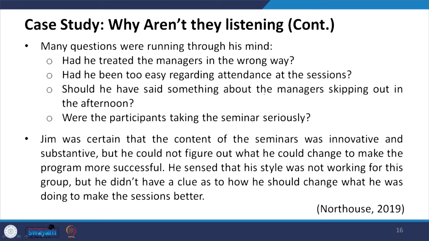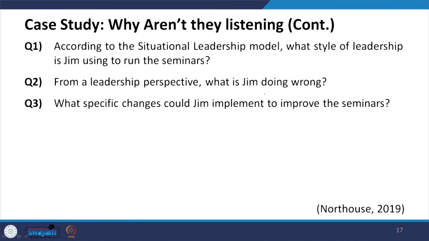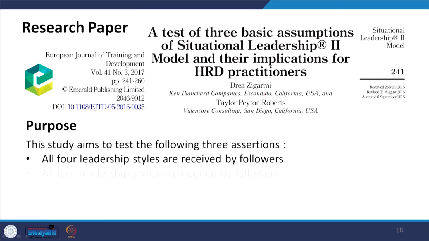Jim was certain that the content of the seminars was innovative and substantive, but he could not figure out what he could change to make the program more successful. He sensed that his style was not working for this group, but he did not have a clue as to how he should change what he was doing to make the sessions better. What style of leadership is Jim using to run the seminar? Right. From a leadership perspective, what is Jim doing wrong? What specific changes could Jim implement to improve the seminars? Right. This will be a wonderful assignment for you.